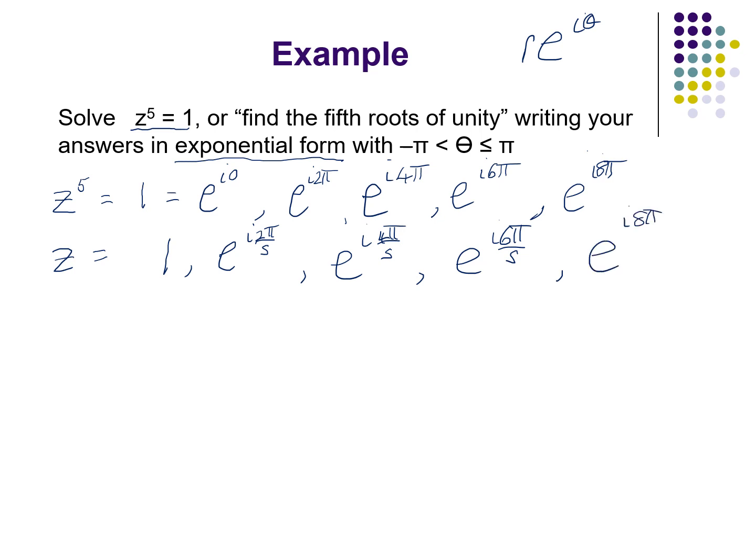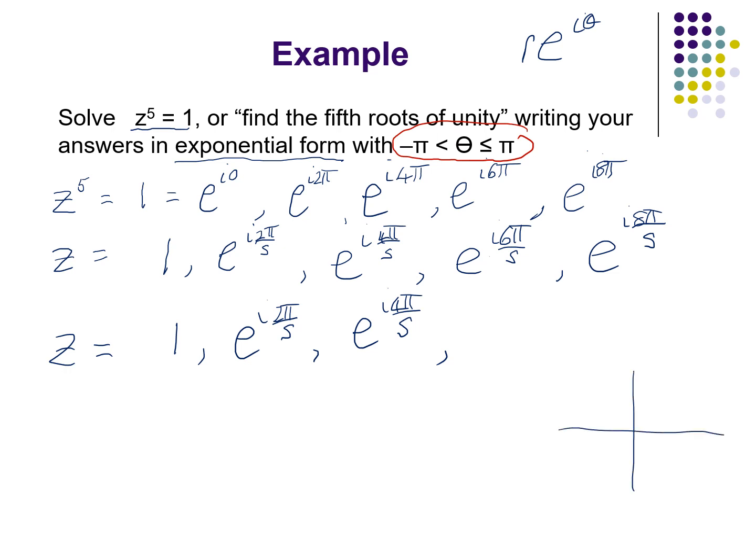So these are my answers, but my examiner has been particular to do with the range of values of the argument. So I'm going to need to adjust these. This one's fine. 1 is fine, or I can write it as e to the i0. This one's within the range of values. This one's within the range of values. I need to sort this one out.